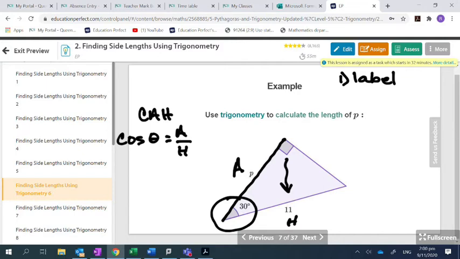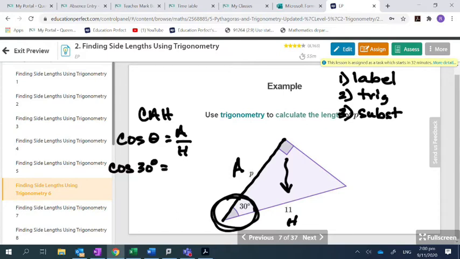Now we're just going to plug in the things we know. So decide which function is the next step, then just substitute, which is when you plug a number in place of the unknowns. So cosine, do I know the angle? Yes. What is it? 30 degrees. Do I know the adjacent? No, so they called it P. We'll just leave it as P. Do I know the hypotenuse? Yes, it's 11. But how do you know you're doing cos? Because that's the only one that uses A and H.